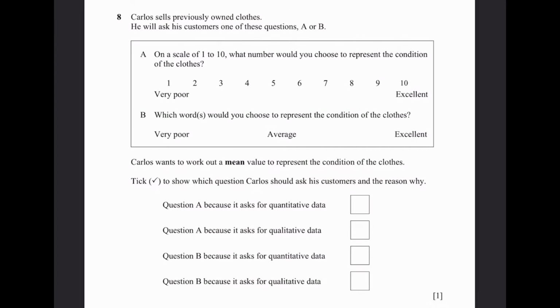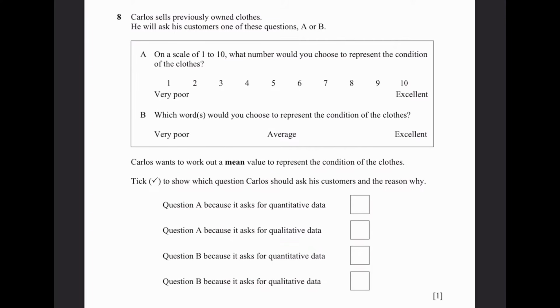Question 8. Carlos sells previously owned clothes. He'll ask his customers one of these questions, A or B. A, on a scale of 1 to 10, what number would you choose to represent the condition of the clothes? 1 is very poor and 10 is excellent. All these range in between the two extremes. And the B question is, which words would you choose to represent the condition of the clothes? Very poor, average, or excellent. Carlos wants to work out a mean value to represent the condition of the clothes. Tick to show which question would Carlos ask and the reason why.